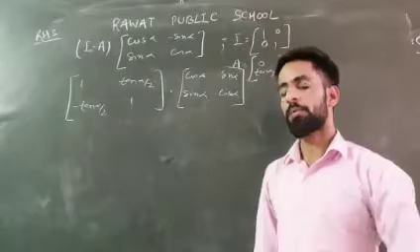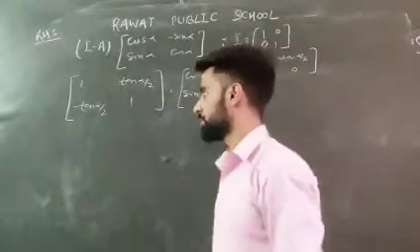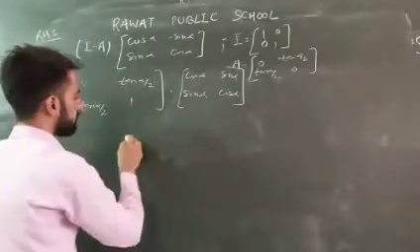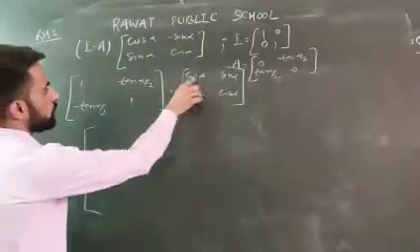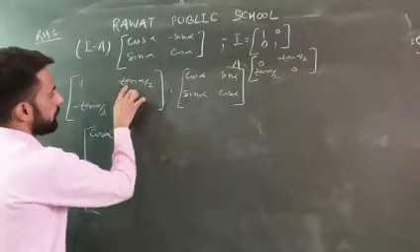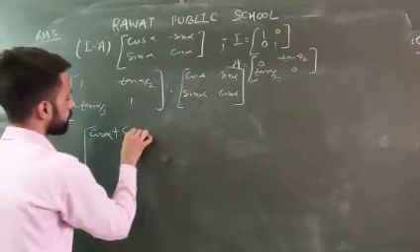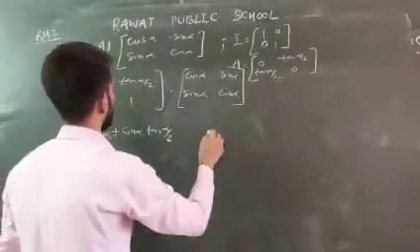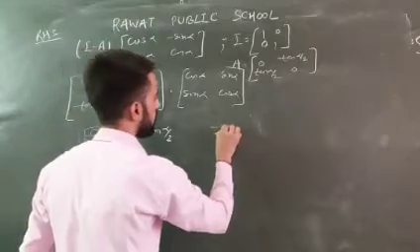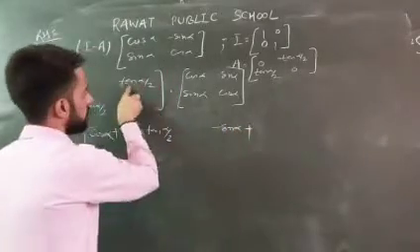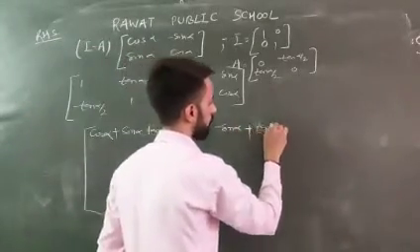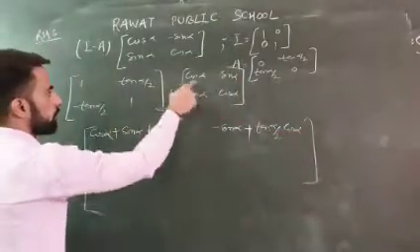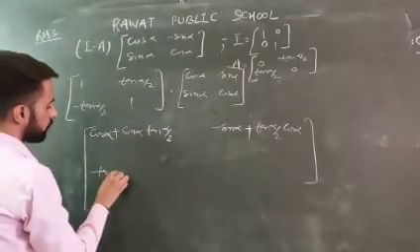LHS was what? 1 minus tan alpha by 2, tan alpha by 2 and 0 and 1. So let's multiply these two. First row will be multiplied with the first column. So 1 into cos alpha, plus tan alpha by 2 into sin alpha. Now first row with the second column. So 1 into minus sin alpha plus tan alpha by 2 cos alpha. Then the second row: minus tan alpha by 2 into cos alpha.